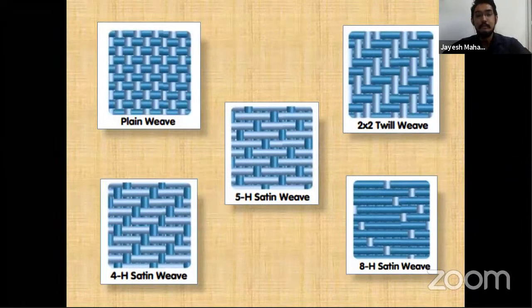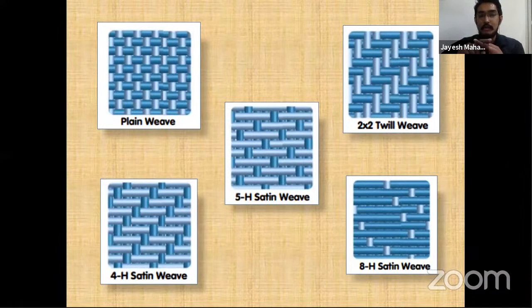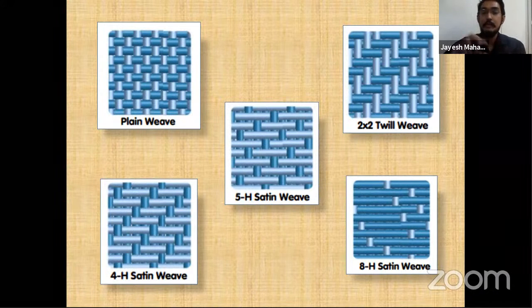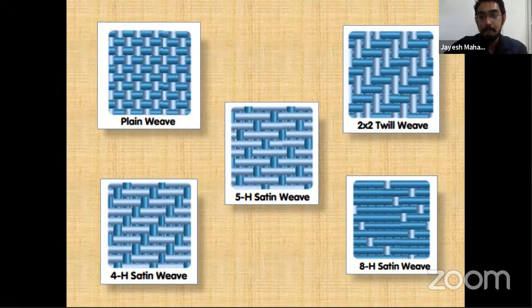You can see plain view, twill view, satin view. In plain view, basically warp and weft are one on one: one above, one below, one above, one below. This is the plain type. When it comes to twill view, it goes two above, two below, and you can see a diagonal line. That diagonal line is called twill. So you can see this is a 2 cross 2 view.